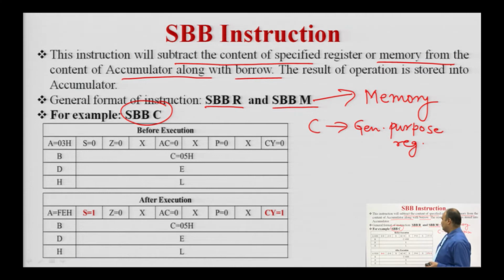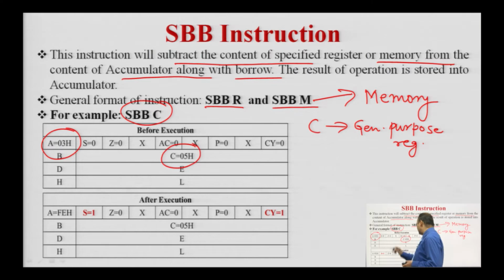Let us see, before the execution of this instruction SBB C, the content of accumulator A is 03H and the content of the C register is 05H. The status of the flags: sign flag is 0, zero flag is 0, auxiliary carry flag is 0, parity flag is 0, carry flag is 0. This is the case before the execution of the instruction.